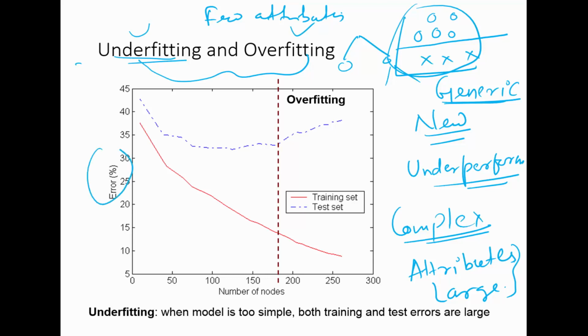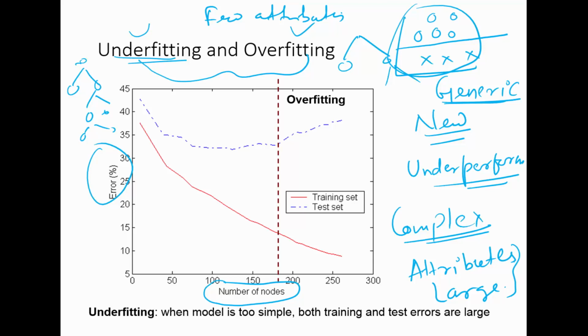You have error percentage, and you have number of nodes. Number of nodes is nothing but, we call this a node, right? This is a node. You go below and go. The more nodes you have, the more complex the model is. You cannot have a very simple model with fewer nodes, and you cannot have too many nodes and a very complex model. So you have to be somewhere between. The trade-off is like this.